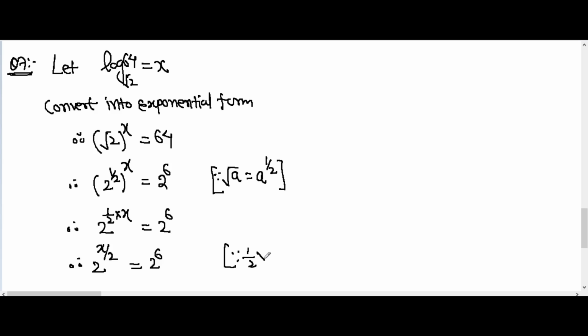अब next bases are equal then powers must be equal. So x upon 2 is equal to 6. Therefore x equal to 2 into 6. So that means we have x equal to 12. तो अब x equal to 12 का मतलब हुआ therefore log of 64 at the base of root 2 is equal to 12. तो ये रहा हमारे पास value of log of 64 at the base of root 2 which is equal to 12. So now we have which option is correct. So A is the correct option.